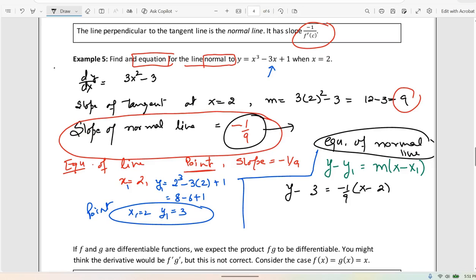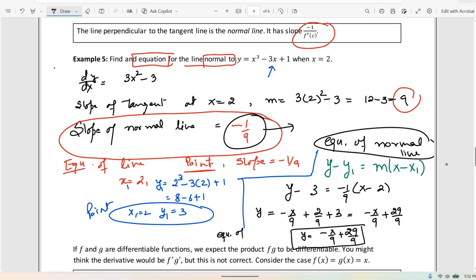Either you can write this as the answer or you can simplify. Negative x by 9 plus 2 by 9, plus 3 on the other side, would be negative x by 9 plus 2 by 9 plus 3, which is 29 by 9. So I'm going to write the answer as this; this is the equation of the normal line which we were finding.